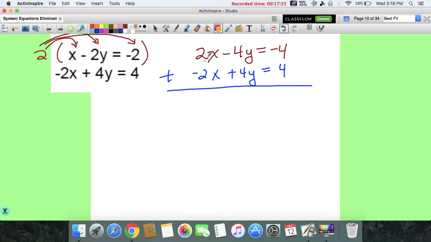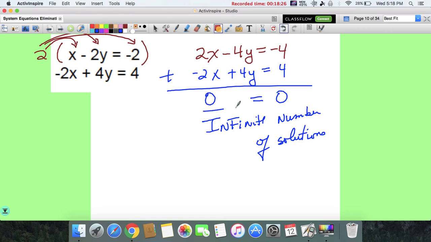This is a special case here. If I add these two, that's 0. If I add these two, negative 4y plus 4y, that's also a 0. And guess what? Negative 4 plus 4 is 0. So in this case, I have 0 equals 0. So this is a special case here, where there is an infinite number of solutions.